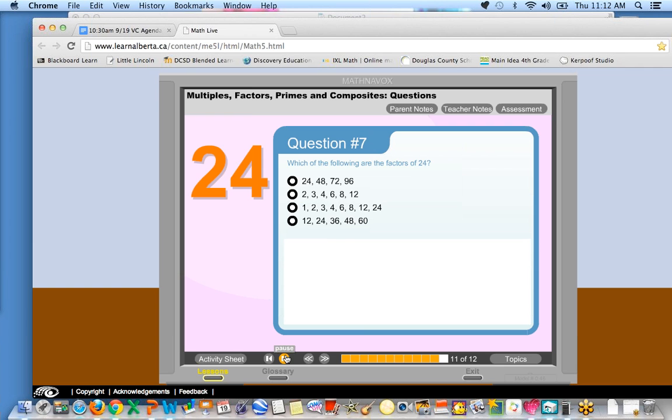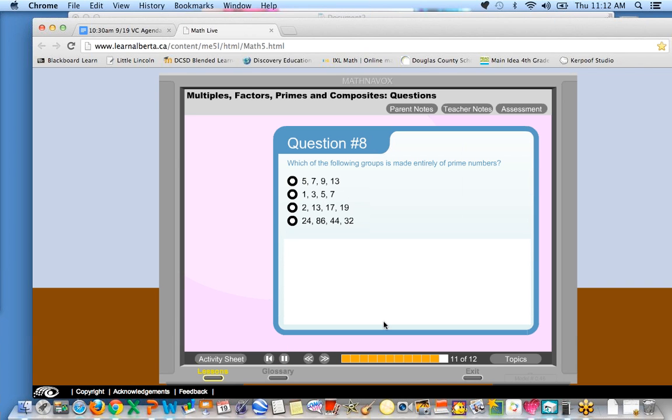Okay. Which of the following are the factors of 24? Click on the circle next to your choice of answer. All right, factors of 24. This time around, when we're looking at factors, we always start with the 1 times the number itself, so 1 times 24. So the only option would be answer C.